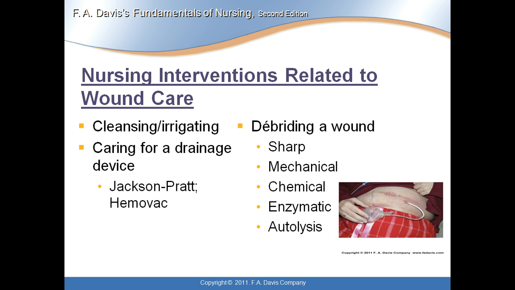All right, so initial interventions related to wound care. You're going to do cleansing and irrigation. You're going to care for a drainage device. The picture is actually a Jackson Pratt. When it's opened, it looks like a grenade. When you go to suck out what's in it, you compress the bulb and put the stopper on it, so that it pulls the drainage out based on suction. A Hemovac is usually a machine that looks like a wound vac that is continuously sucking out the drainage.